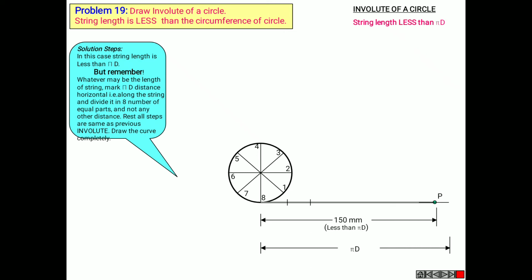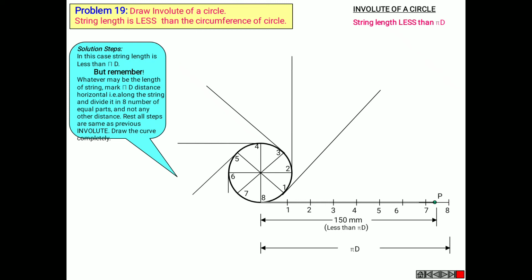Now divide the line into 8 equal parts of your pi d and mention the points 1 to 8, same, and draw the perpendicular lines or tangents to the circle from 1, 2, 3, 4 and up to 8. 8 is already done.